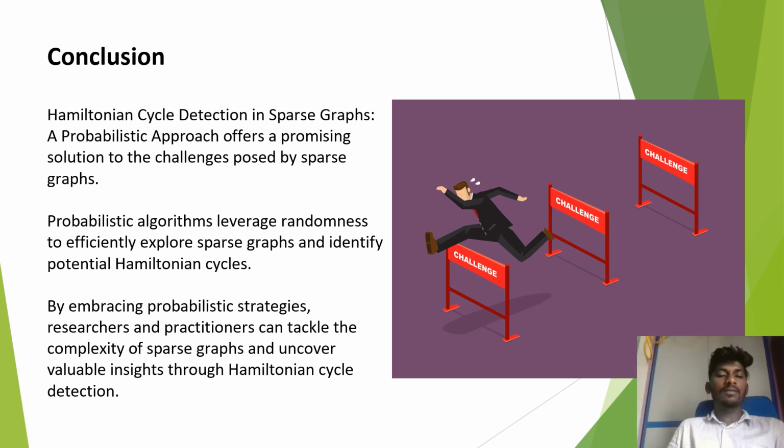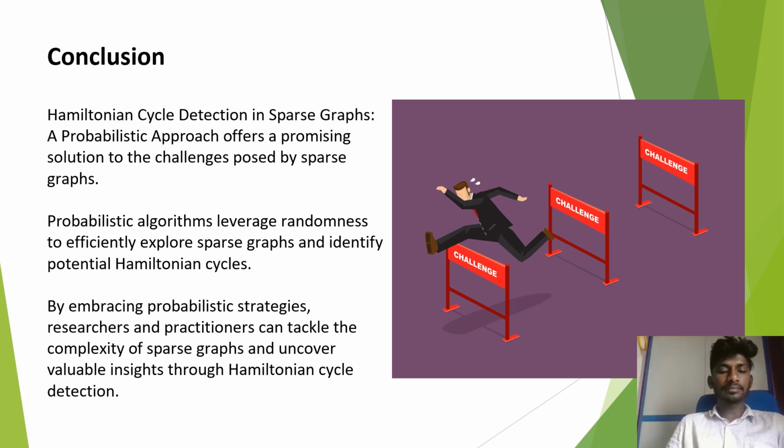And finally, conclusion. For Hamiltonian cycle detection in sparse graphs, a probabilistic approach offers a promising solution to the challenges caused by sparse graphs. Probabilistic algorithms leverage randomness to efficiently explore sparse graphs and identify potential Hamiltonian cycles. By embracing probabilistic strategies, researchers and practitioners can tackle the complexity of sparse graphs and uncover valuable insights through Hamiltonian cycle detection.